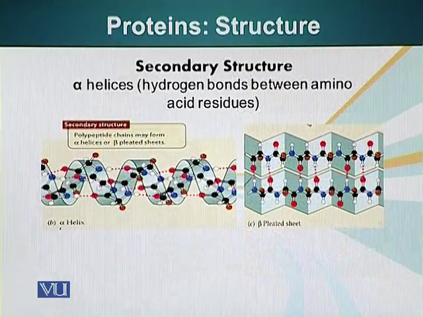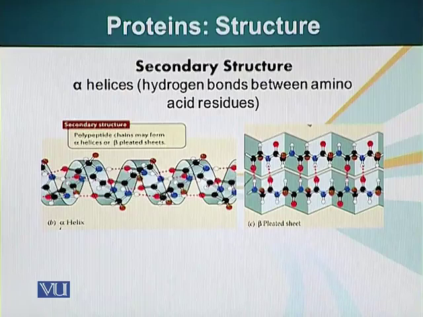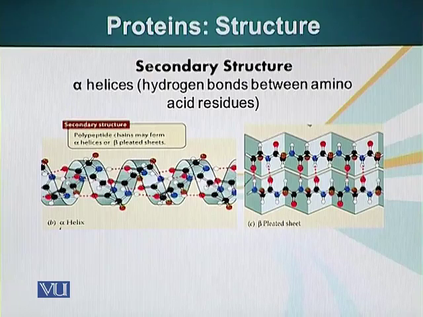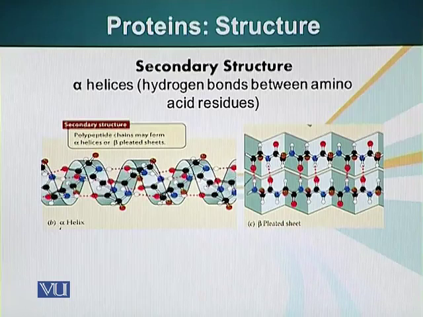There are two types of secondary structures, alpha helices and beta sheets. Alpha helices are present in fibrous proteins. They result from formation of a hydrogen bond between the hydrogen atom attached to the nitrogen atom in the peptide bond, and also the oxygen atom which is attached to the carbon atom. The two types, as I mentioned, are alpha helices and beta sheets. These are the two types of secondary structures.